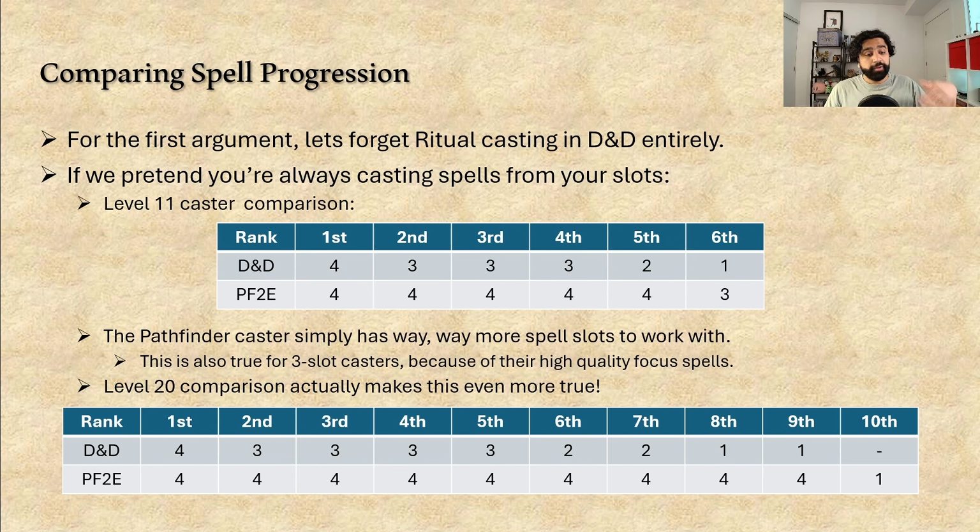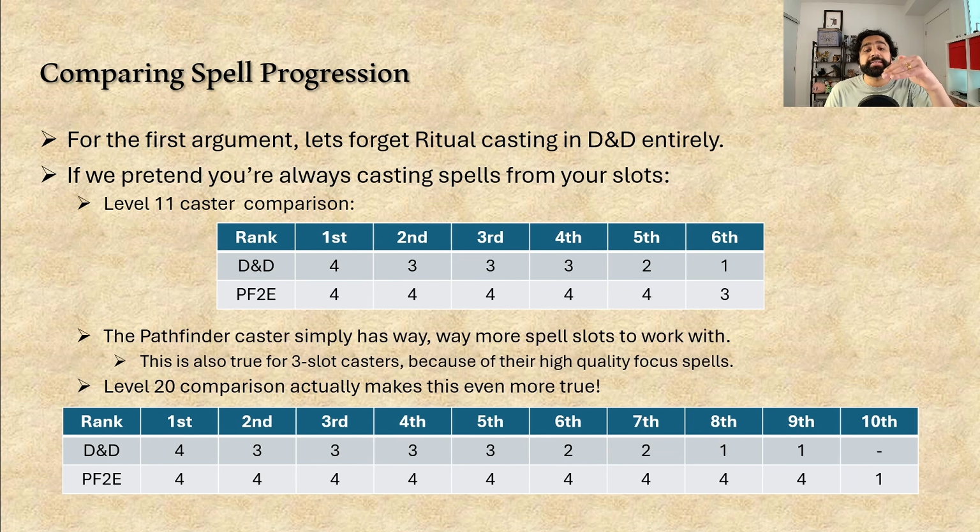You don't get 4 6th rank slots, you get 2, 2, 1, 1 of 6th, 7th, 8th, and 9th ranks at their maximum. Meanwhile, a Pathfinder caster always receives 4 of their slots once they level past it, except their 10th rank slot. That is the only slot that sees any form of decay. So by level 20, the gap has gotten even larger because the Pathfinder spellcaster keeps receiving more and more spell slots in a linear fashion.